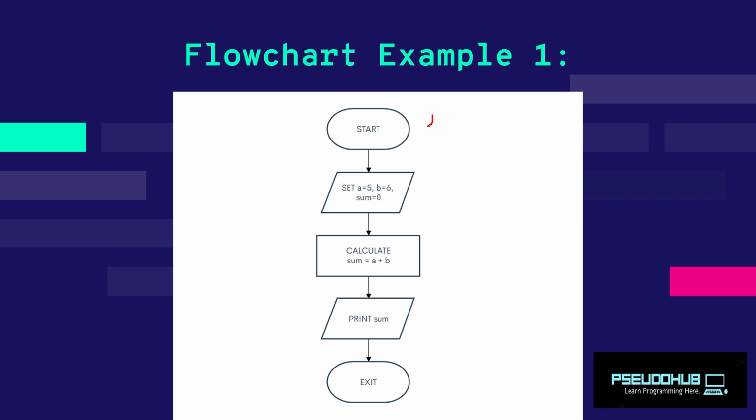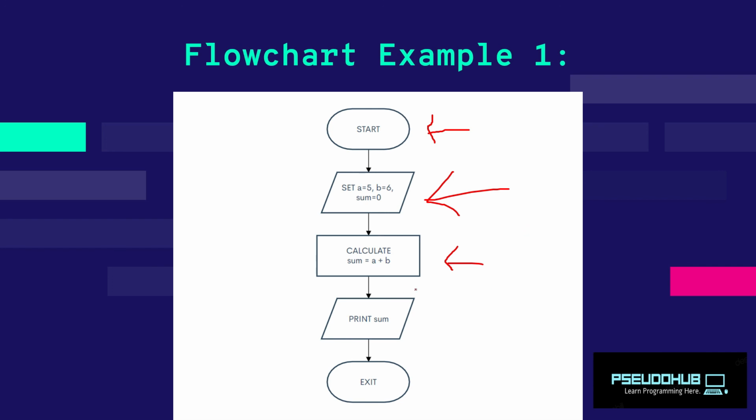As you can see, we start with an oval shape. And then we set the values: A equals 5, B equals 6, sum equals 0. Again, why do we use a parallelogram to set values? Because a parallelogram is used to input data and also to output information. Input, output, the parallelogram. And then calculate, sum equals A plus B. Again, why a rectangle? Because it's a process, a calculation, a mathematical process. So we use a rectangle.